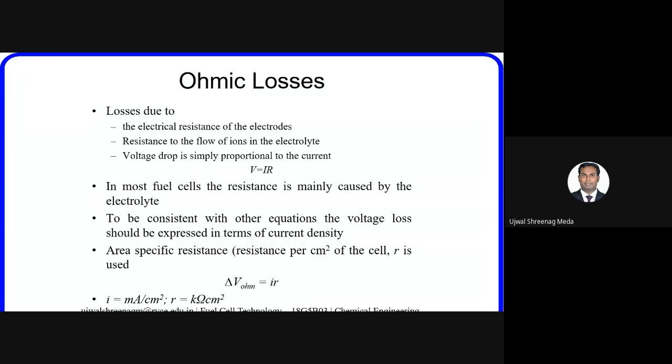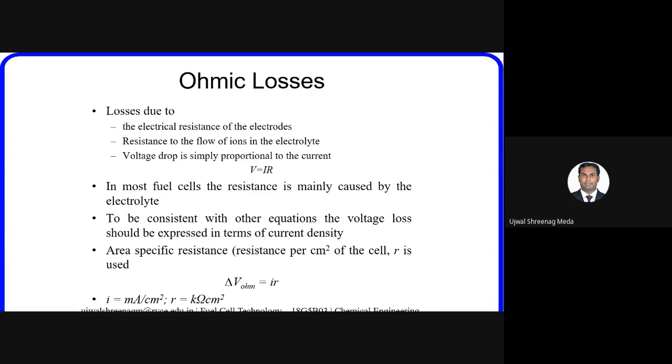So the loss is due to the electrical resistance of the electrodes and the resistance to the flow of ions in the electrolyte, and the voltage drop is proportional to the current, so V equals IR. With increase in current being drawn out of the fuel cell, the drop in voltage will also increase. In most fuel cells, the resistance is mainly caused by the electrolyte. Generally, the resistance offered by the electrolyte for the flow of ions is comparatively more.